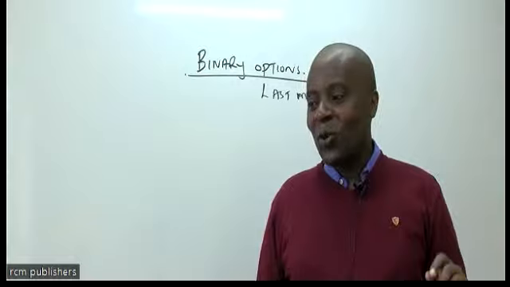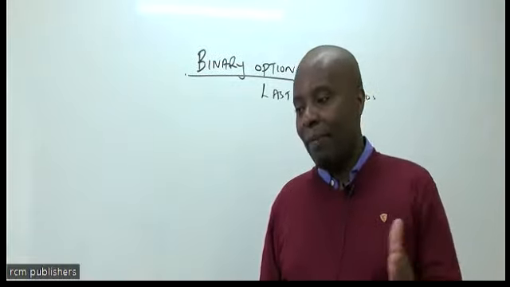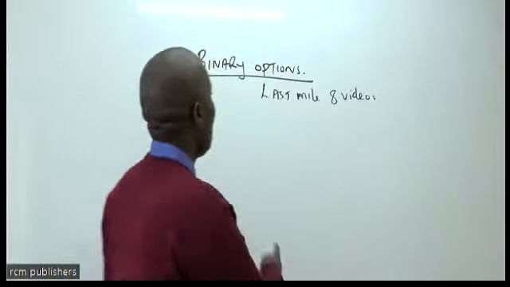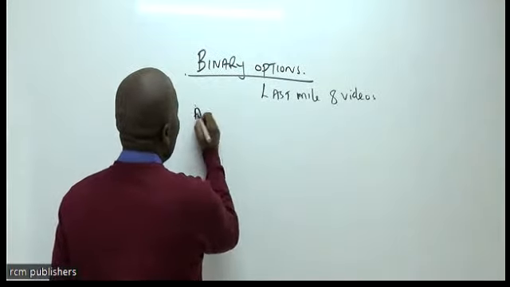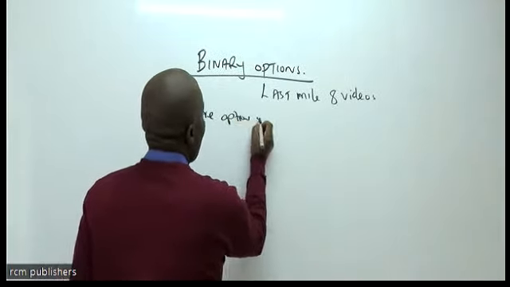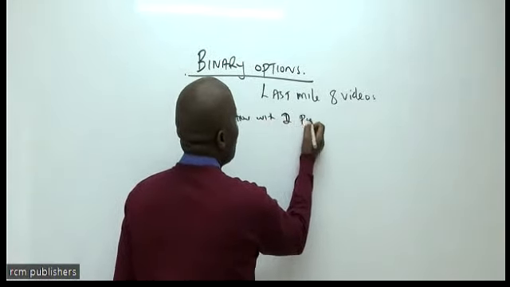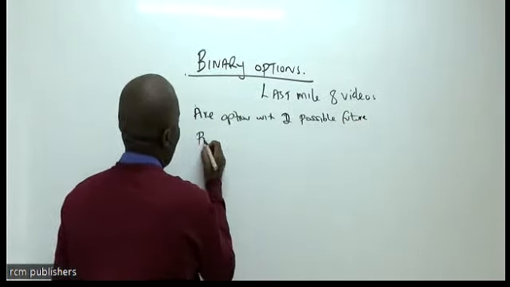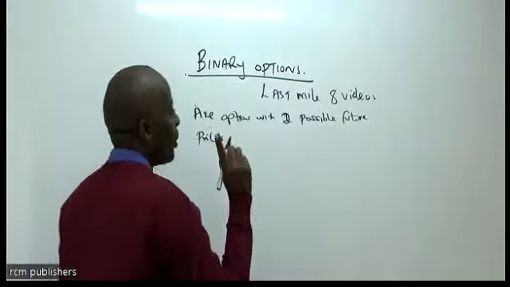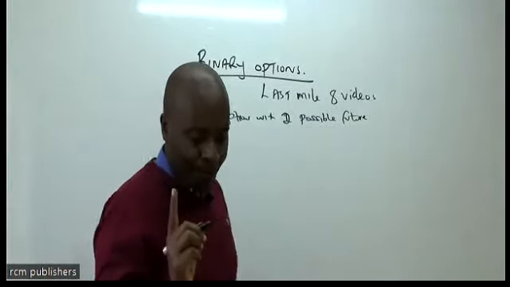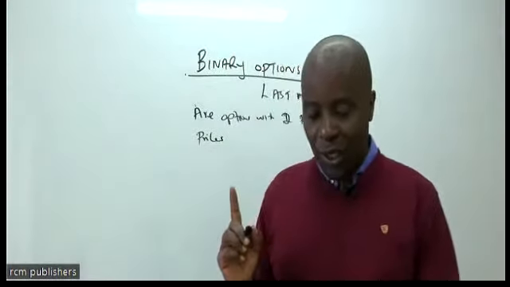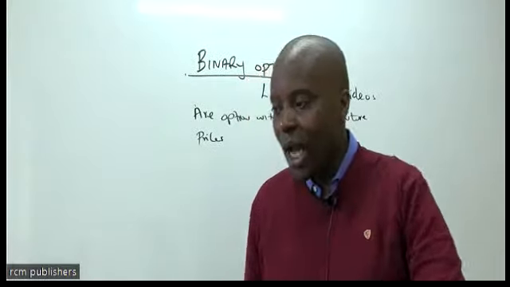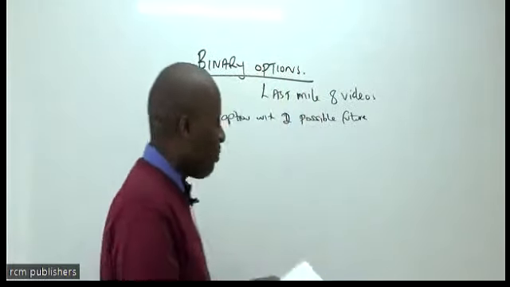Right. So when you hear the name binary, what does bi mean here? Bi means 2. 2 possibilities. So basically, binary options are options with 2 possible future prices. So for us to be able to appreciate what Mwalimu is talking about this afternoon, I would want, ladies and gentlemen, to give you an example.